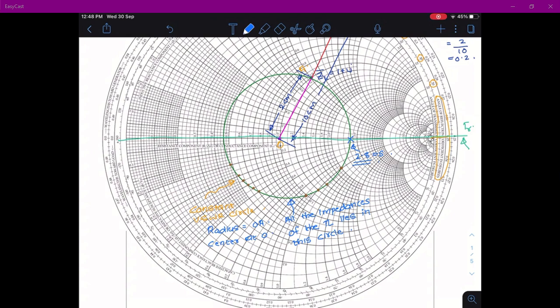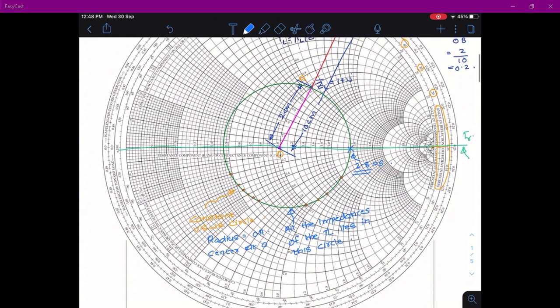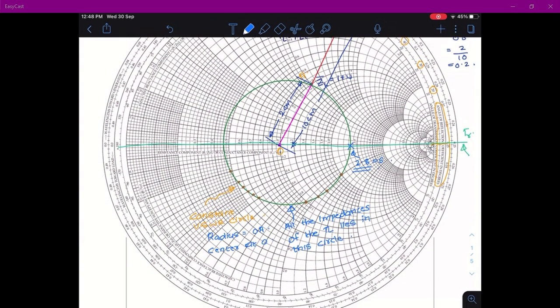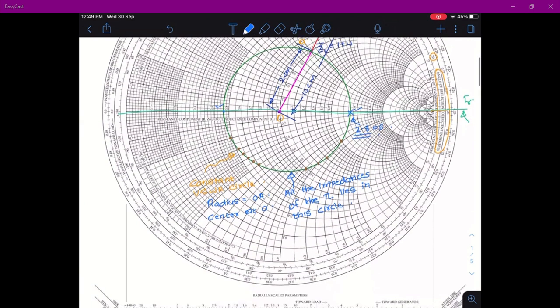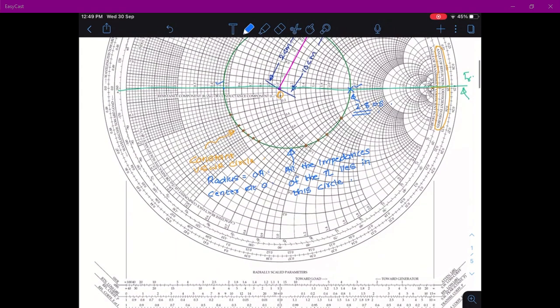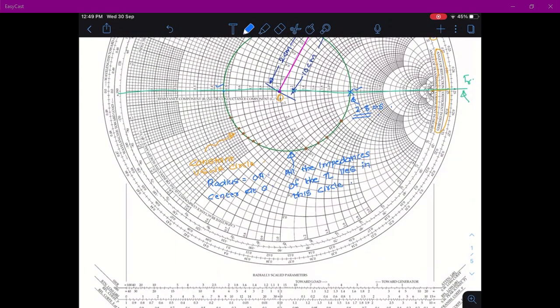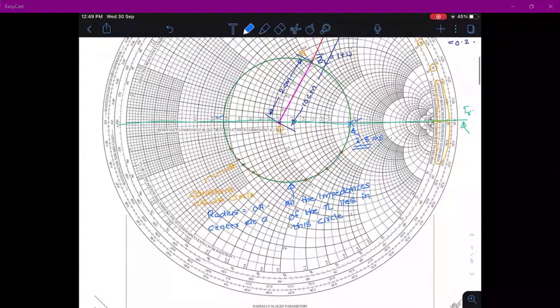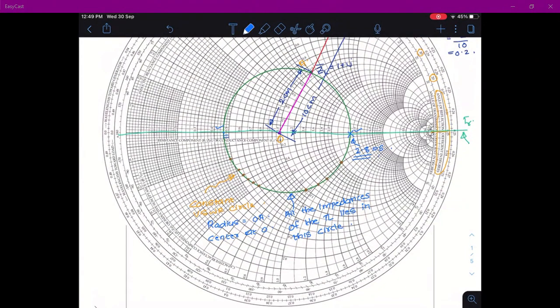Now the question is, the circle meets at 2 points, one here and also here, so can I take this value? The answer is no, because the S value should always be greater than 1, and all these values on the left side of the origin have a value less than 1. So the point on the right side of the origin, where the S circle meets the real axis, is where you find the VSWR.